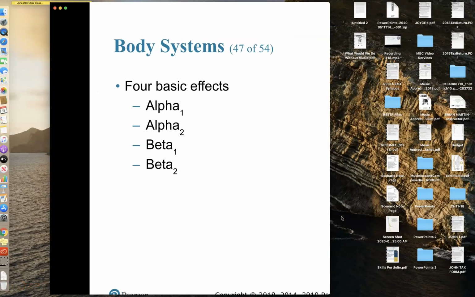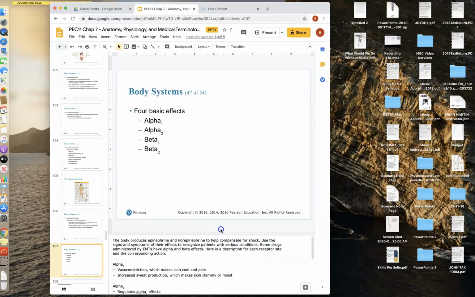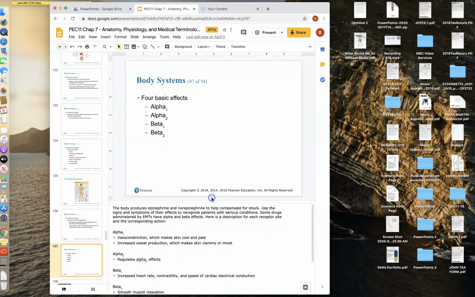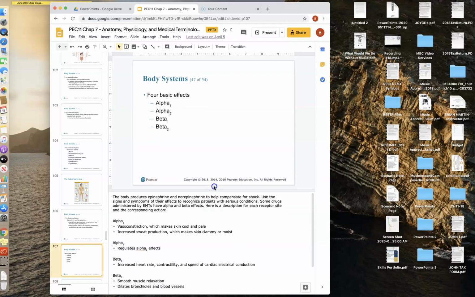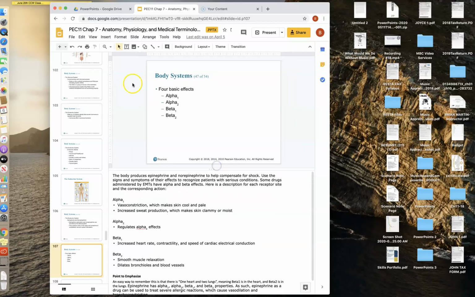Let me look at the notes here really quick. Let you see. Down at the bottom here, the notes for alpha 1. Let me get this. I'm getting there. Hold on one second. Alright.